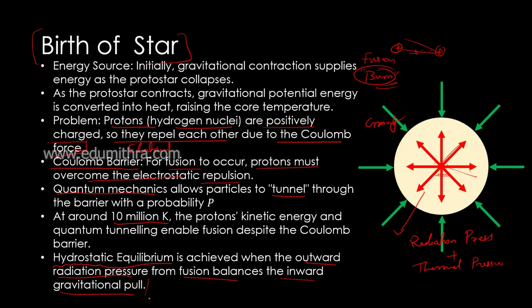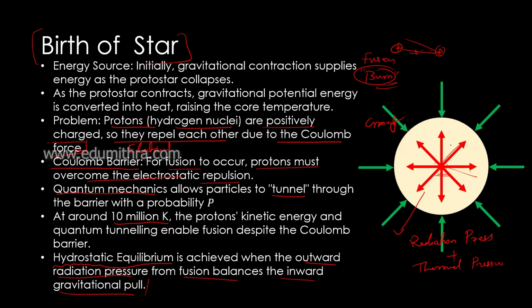When they are in balance, it will stay like that. That is the stability of the star. In the coming slides we will say that sometimes the star is expanding, sometimes the star is contracting. Whenever we mention that, if the star is contracting, just understand that gravity is more. When the star is expanding, that means the inside pressure is more. Once the pressure is more, it will expand.